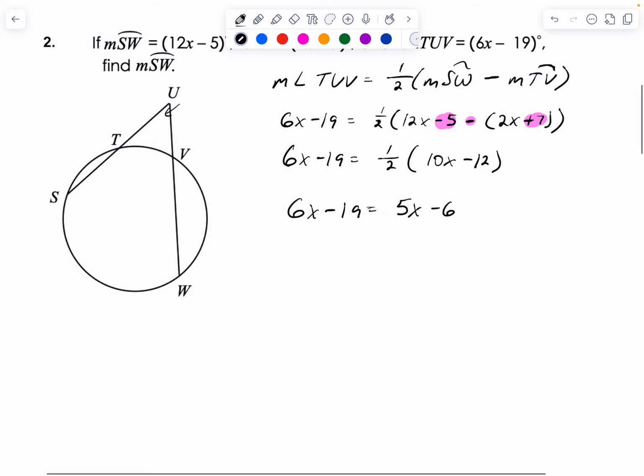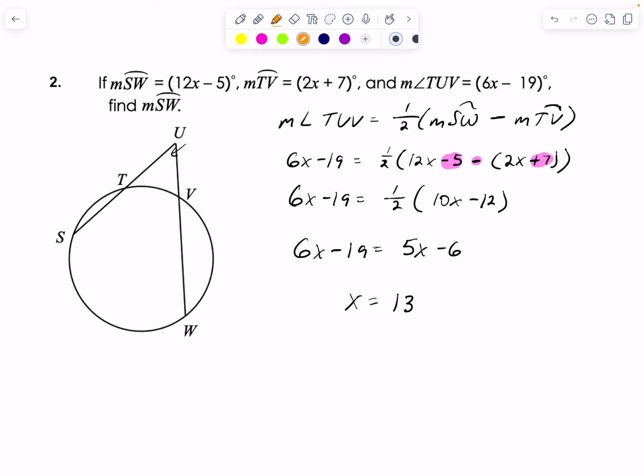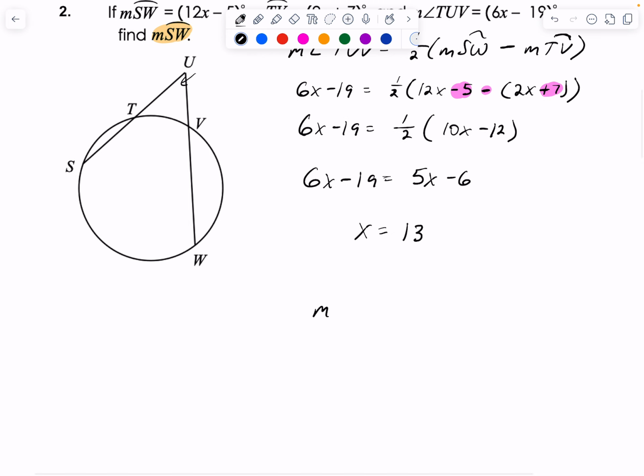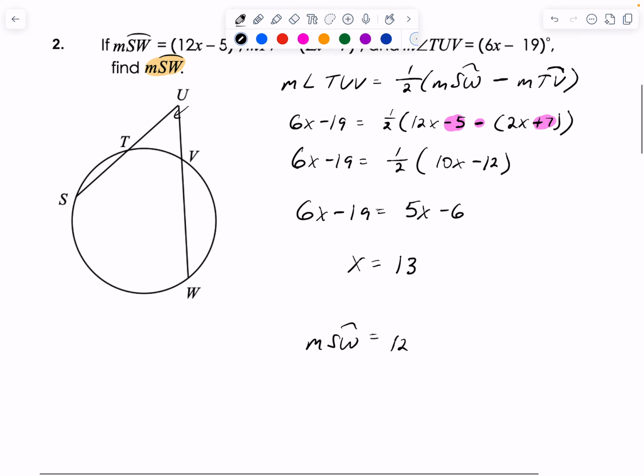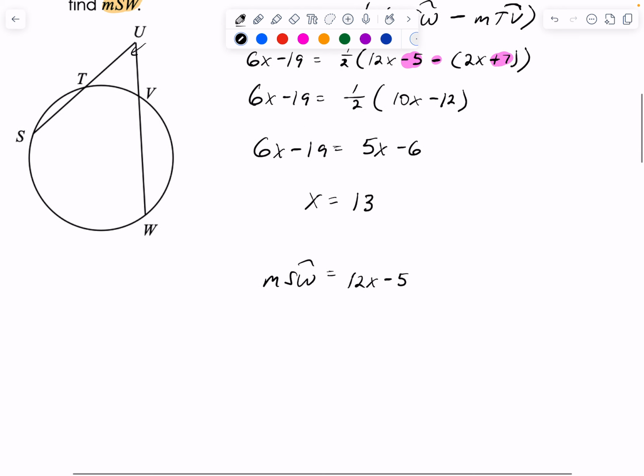All right, then I'm going to subtract the 5x over to get 1x. 6x minus 5x is 1x. Move the minus 19 with addition, and -6 plus 19 is going to be 13. So x is 13. Now that's not what I have to finish the question with. It does say to find the measure of arc SW. So I'm going to write down the measure of arc SW, which was 12x minus 5, and I'm going to plug in that 13 where it says x.